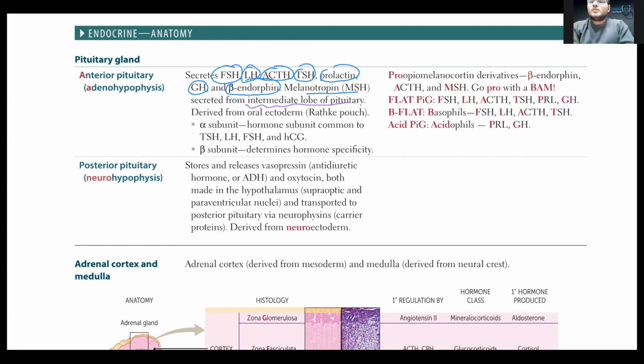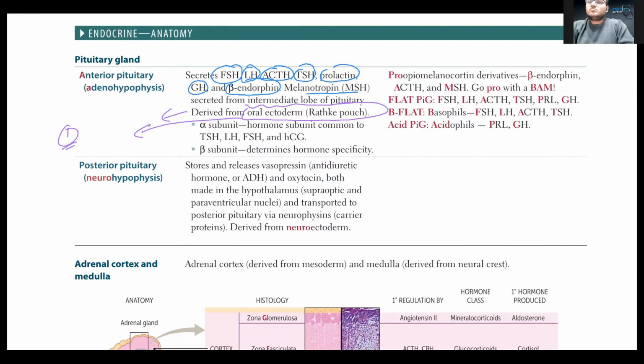Super high yield, number one important question. From now on, when I say super high yield and important question, it's a question that is usually asked in most exams. So the first question they will ask from this topic is, what is the derivative structure of the anterior pituitary? Oral ectoderm, Rathke pouch. What is the anterior pituitary derived from? Rathke pouch, oral ectoderm. Is that clear?